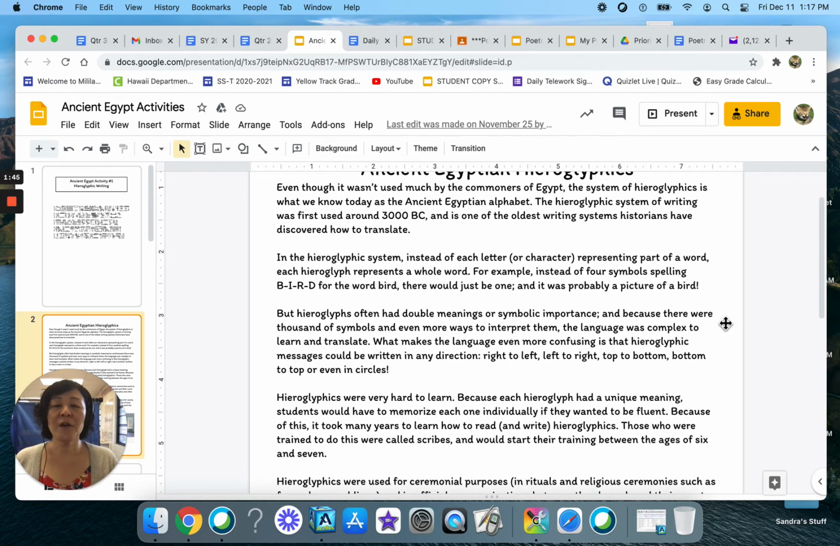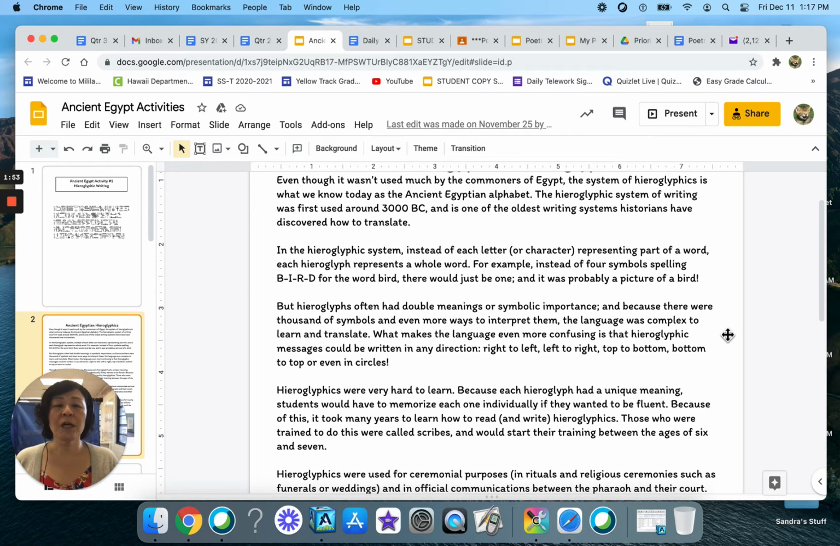But hieroglyphs often had double meanings or symbolic importance, and because there were thousands of symbols and even more ways to interpret them, the language was complex to learn and translate. What makes the language even more confusing is that hieroglyphic messages could be written in any direction: right to left, left to right, top to bottom, bottom to top, or even in circles.